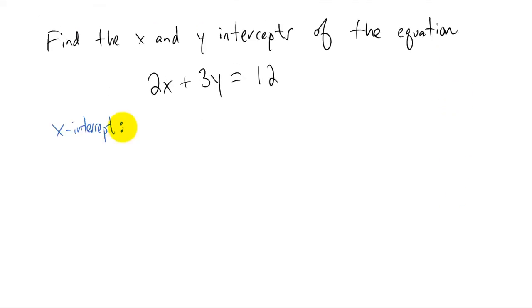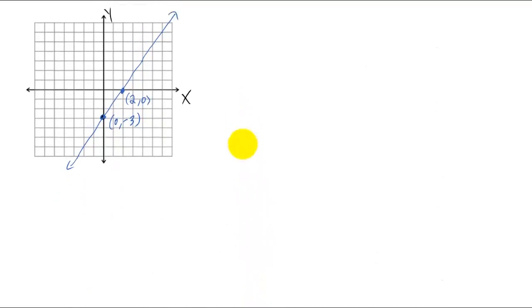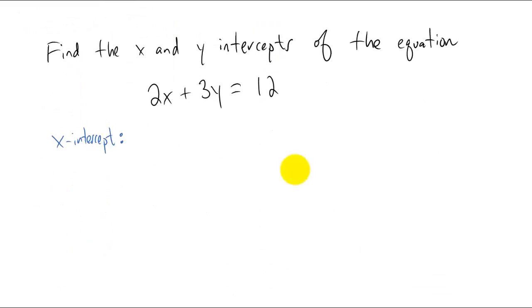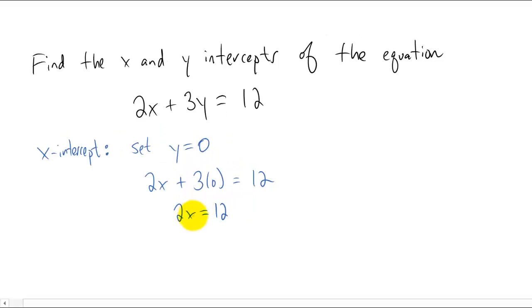Well, to find the x-intercept, we can use the knowledge that we gained from looking at the graph above. We know that for all x-intercepts, the y value is going to be 0. So if we go back down, what we can do to find our x-intercept is set y equal to 0. If we plug y = 0 into our equation here, that term goes to 0, and we're just left with 2x = 12. Divide both sides of this equation by 2 to get x = 6.